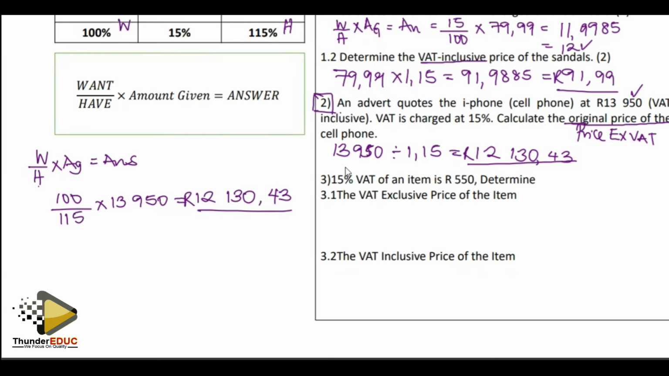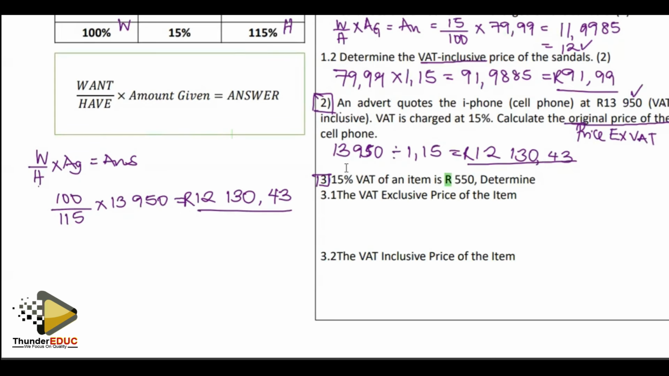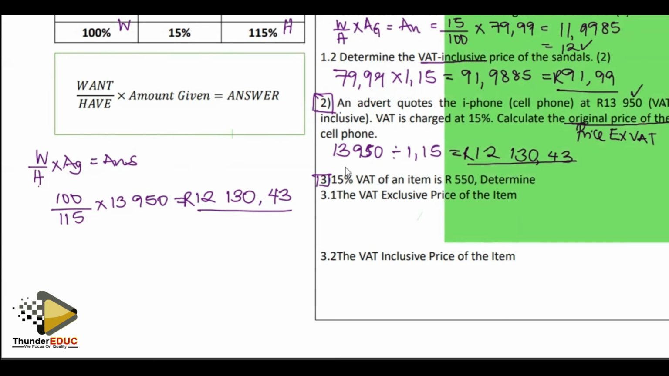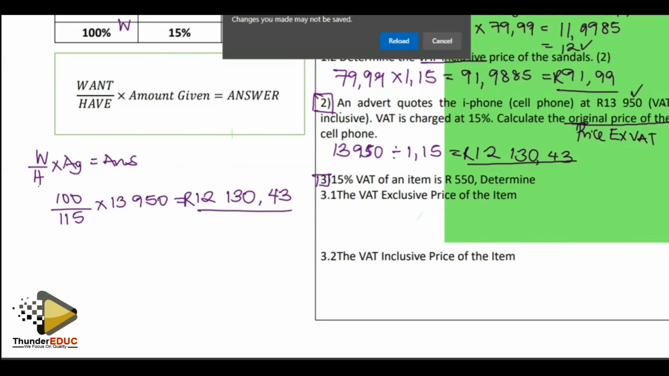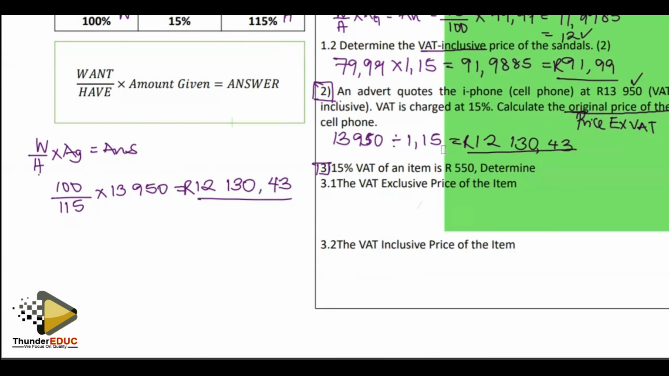Here we have question number 3. You look at question number 3, it states that 15% VAT of an item is 550 rands. Question 3.1, determine the VAT exclusive price of the item. Now, when you read very well and you understand this, what we have here is VAT. We have the VAT given to us as 550 rands. This is VAT given, but they want you to determine the price.